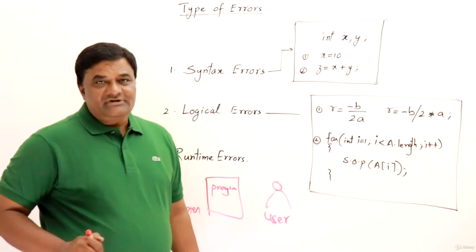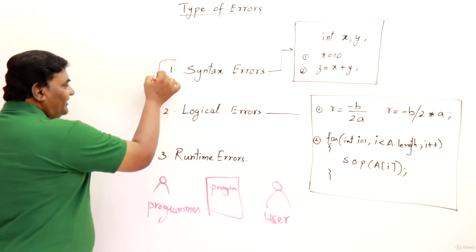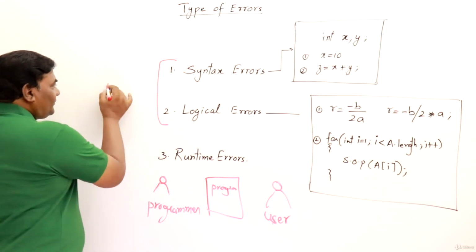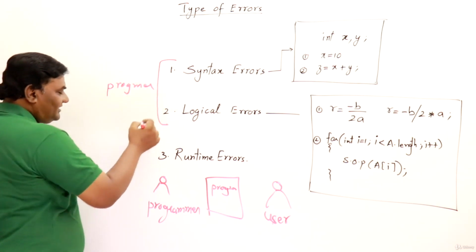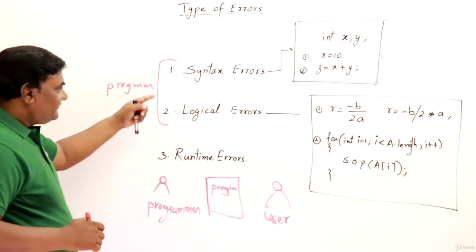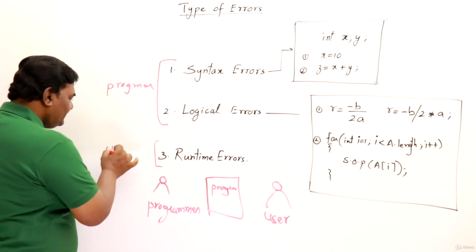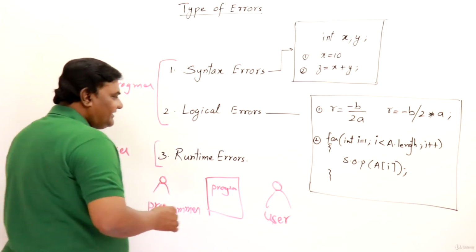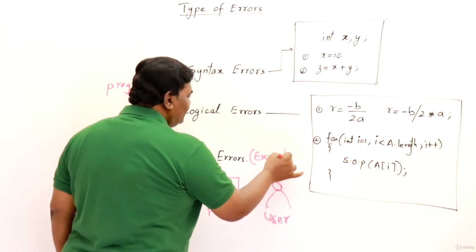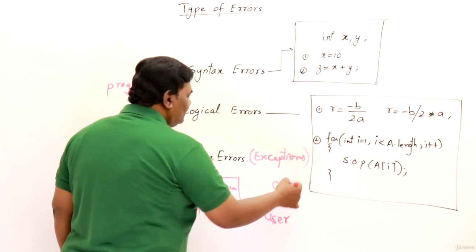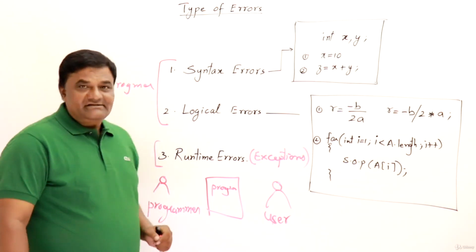Now keeping these two things in mind, first of all I will tell you these two types of errors are faced by the programmer. I'll write in short. Syntax and logical errors are faced by the programmer, and runtime errors are faced by users. These runtime errors are also called exceptions. Runtime errors are exceptions. Now let us understand these.